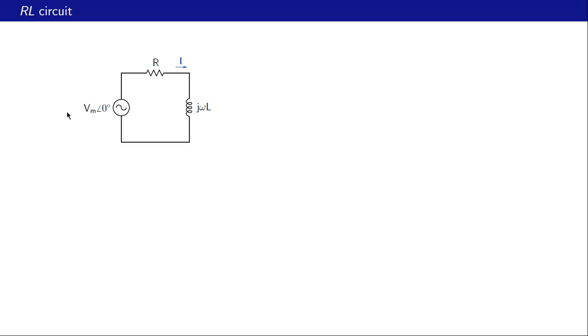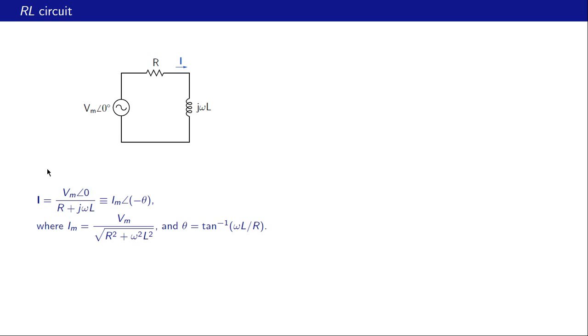Let us now consider an RL circuit in the sinusoidal steady state. We have R and L in series. The impedance of the resistor is R, as we have seen before, and the impedance of the inductor is j omega L. This is our sinusoidal source voltage, Vm angle 0, that is Vm cos omega t in the time domain. And we are interested in this current. When we use phasors, this becomes an extremely simple calculation, as we will see.